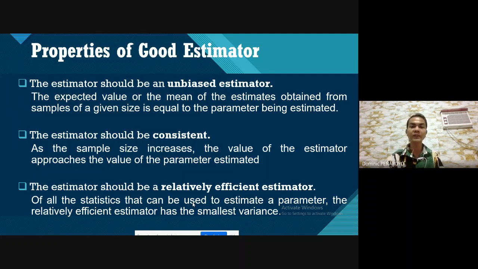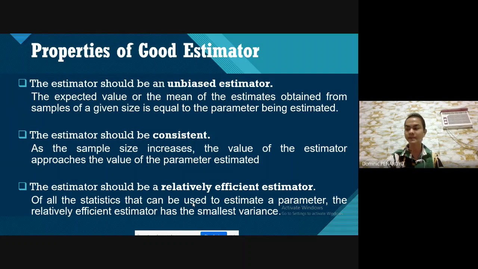So again, we have here three properties of a good estimator. The first is that a good estimator should be an unbiased estimator. The second, the estimator should be consistent. And the last is that the estimator should be a relatively efficient estimator.